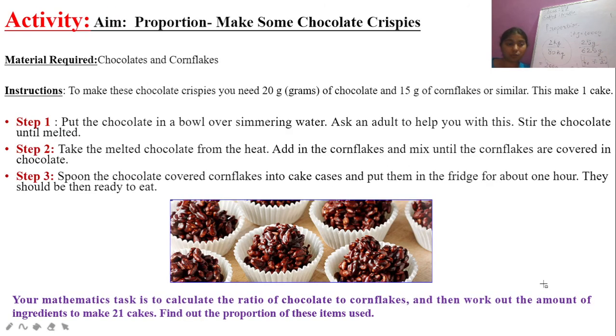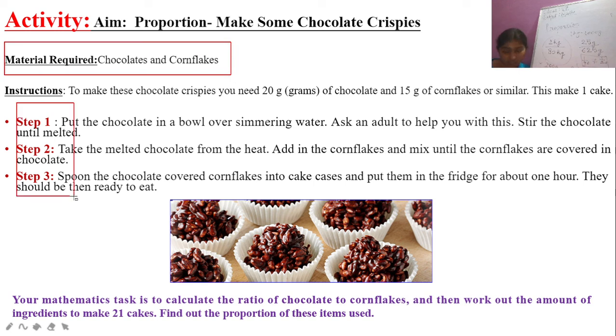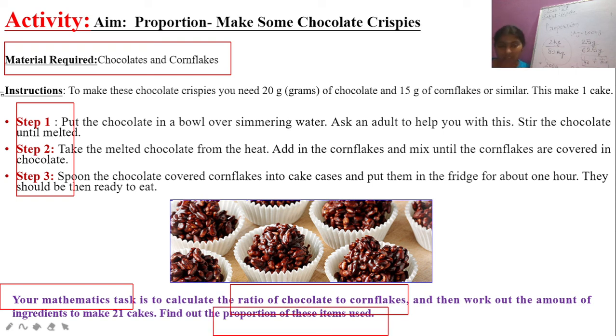And the last, students, we have an interesting activity. The aim of this activity is to find out the proportion to make some chocolate crispies. Okay, so there are 3 steps and the materials required are in front of you. Make sure you read these statements, and the mathematical task is to calculate the ratio of the chocolates and cornflakes, as well as work upon the ingredients. At last you have to find the proportion for each of the materials that are being used here.